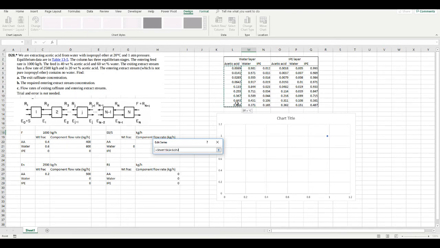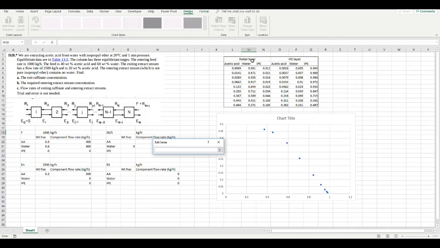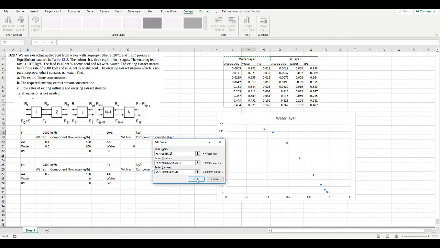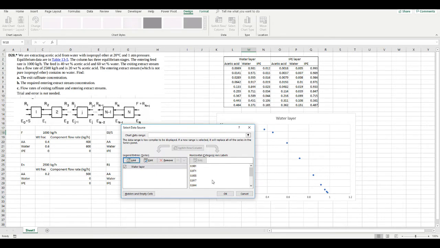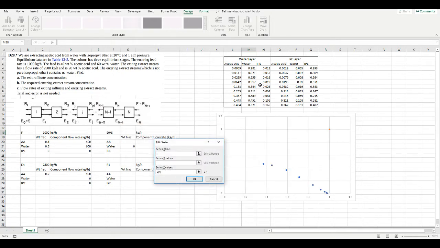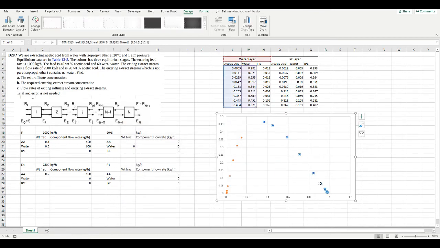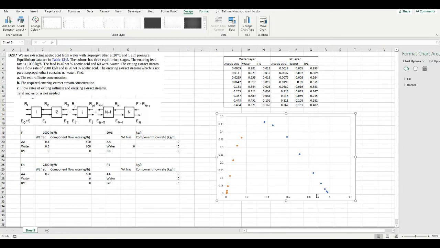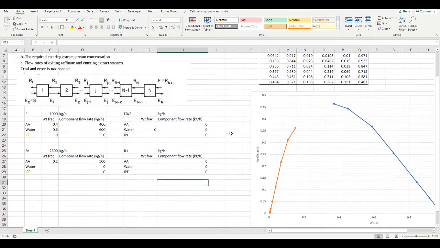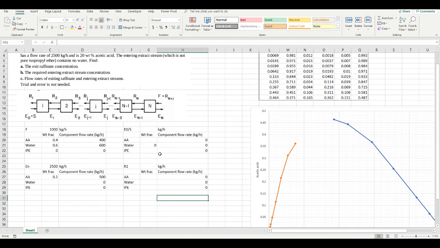So water in the x-axis and acetic acid in the y-axis. And the water layer is going to be simply this value. And there we go. And then the next one is the IPE layer. And once again, we're going to choose water as the x-axis and acetic acid as the y-axis. And there we go. So now we're just going to make a few changes to make the graph a little nicer. Okay, so now we've drawn the graph, and now we can get started on solving this problem.